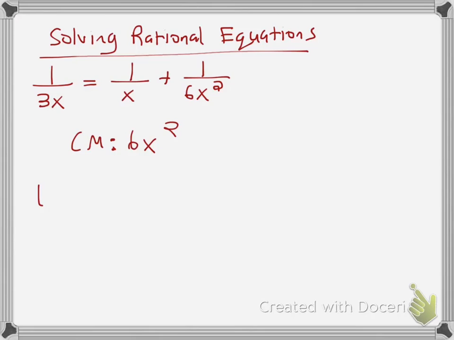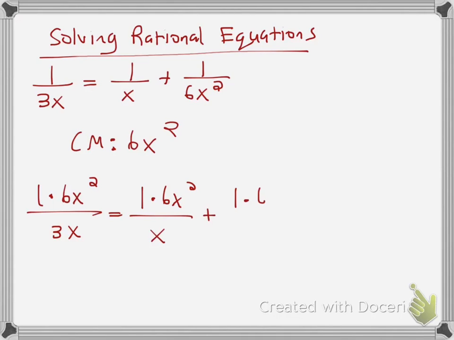Now the difference between what we did with adding and subtracting and what we're going to do with solving is I'm going to take this 6x squared and multiply it to just my numerators, not my denominators. I don't care about my denominators. Just multiply it to the numerators. So 1 times 6x squared. Your denominator still stays 3x. 1 times 6x squared, divide that by x. 1 times 6x squared over 6x squared.